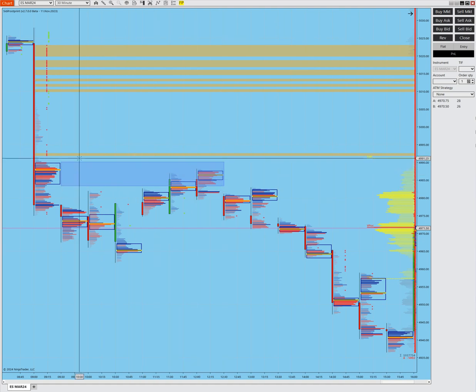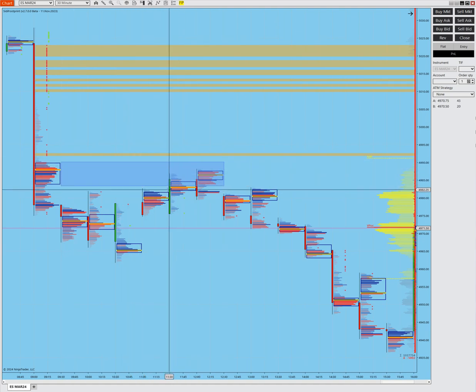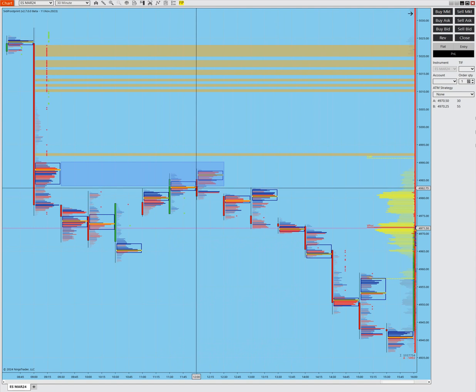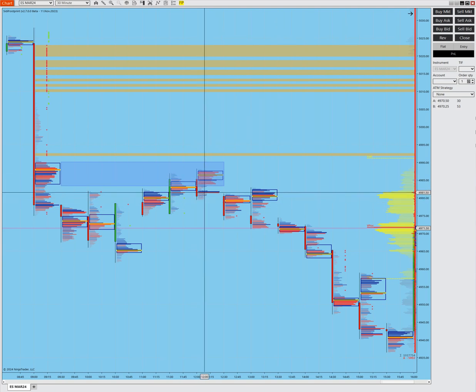Okay, so we have the big flush down. As I told you, this level here became very significant to me. And so this was the area that if we got back to this area and the paradigm changed, this was where I was interested in a short. And I'm going to let the volume candles tell me where I'm going to short, okay?